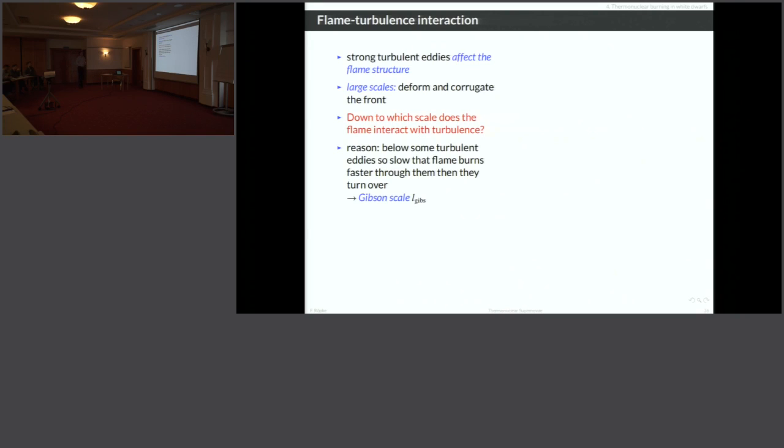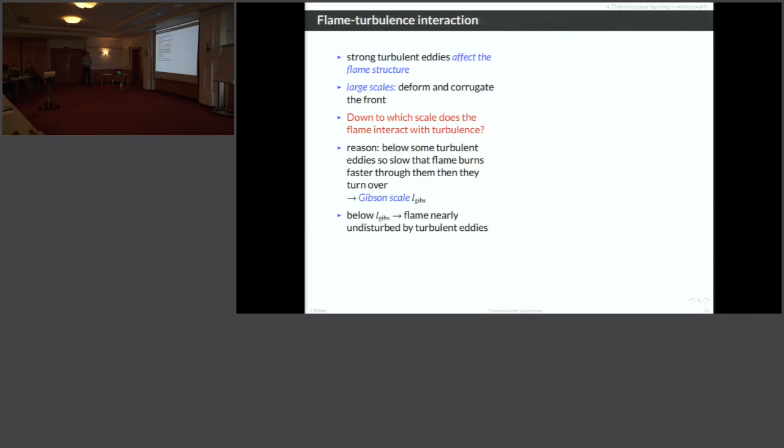The reason for this question is, again, similar to the argument of the fire polishing length. Below some scale, the turbulent eddies inside the turbulent cascade become smaller and smaller towards smaller scales. So therefore, below a certain scale, they will be very slow, and then they can be overrun by the speed of the laminar flame. And the scale at which this happens, at which the turbulent velocities are on the order of the laminar flame propagation speed, so that the flame can overrun the turbulent eddies, or the flame propagates through turbulent eddies before they can actually turn over, is called the Gibson scale. So only down to the Gibson scale does turbulence have an effect on the flame.